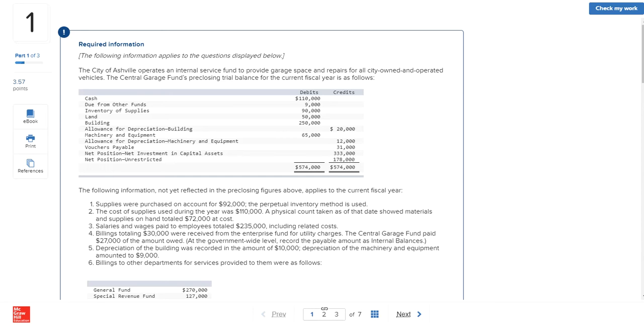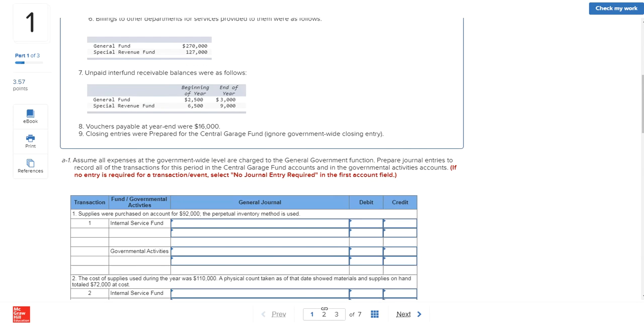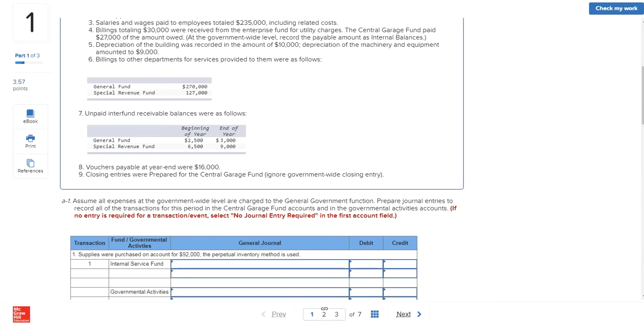So in this one we have an internal service fund, and it's a central garage fund, and they give you the pre-closing trial balance for the current fiscal year. So make sure you know what you're looking at. Pre-closing trial balance for the current fiscal year. So it's the end of the year. This is your trial balance and you haven't done any closing entries. Then it asks you to prepare journal entries to record the transactions for the period in the central garage fund accounts and in the governmental activities accounts.